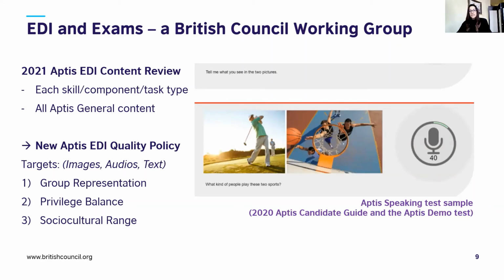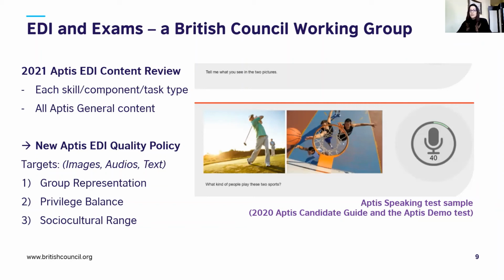Firstly, within the organization and amongst our colleagues, including our thousands of English teachers worldwide. And secondly, regarding our English language products and policies that can influence the world at large. We have a new internal working group for colleagues who are involved in exams and interested in becoming more active in EDI projects. The group is called EDI and Exams, and one of the action points on the group's agenda is to carry out what we have called an Aptis EDI content review.